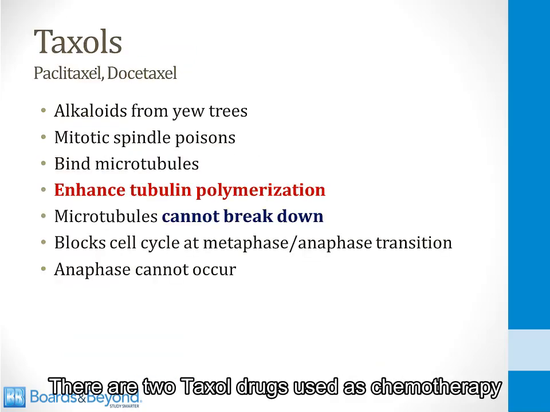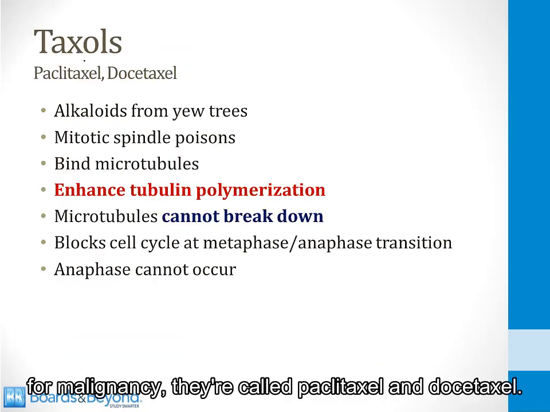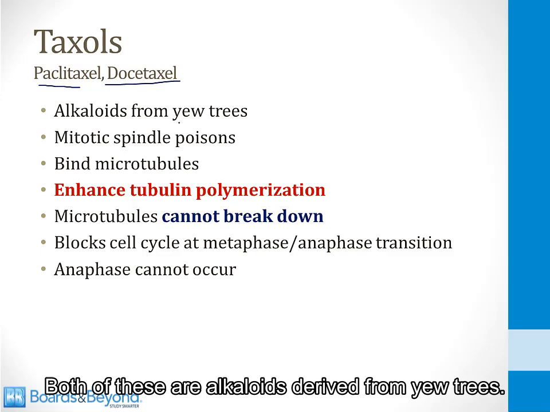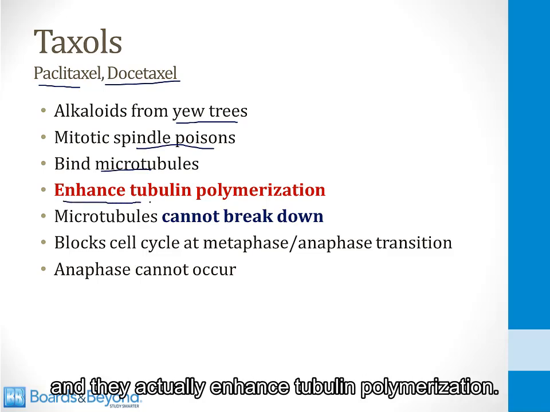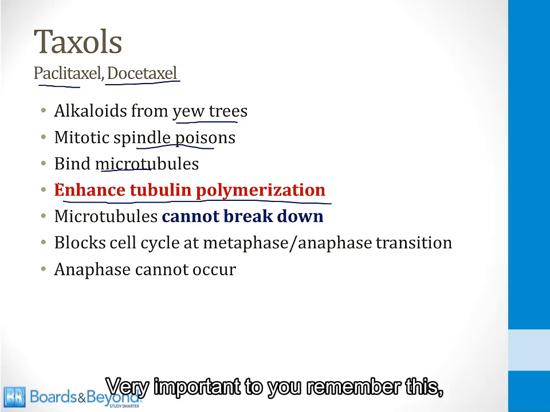There are two Taxol drugs used as chemotherapy for malignancy. They are called paclitaxel and docetaxel. Both of these are alkaloids derived from yew trees. They are mitotic spindle poisons. They bind to microtubules, and they actually enhance tubulin polymerization. It's very important that you remember this.